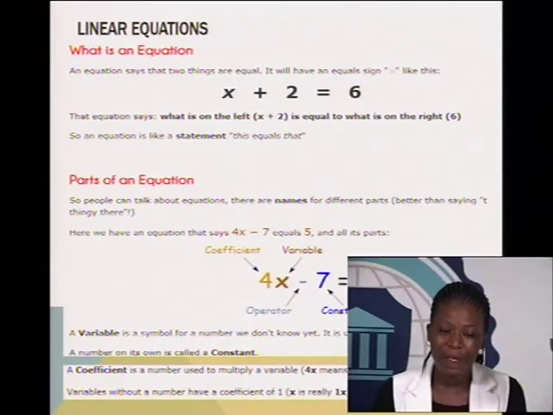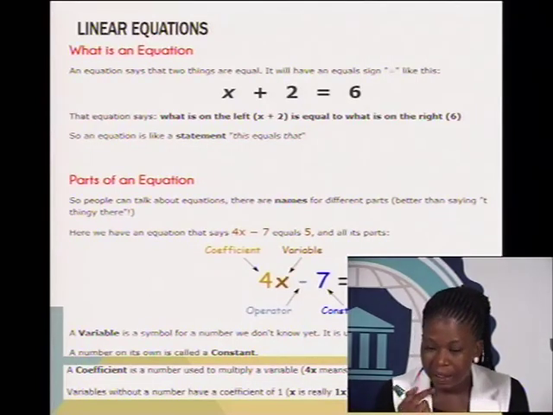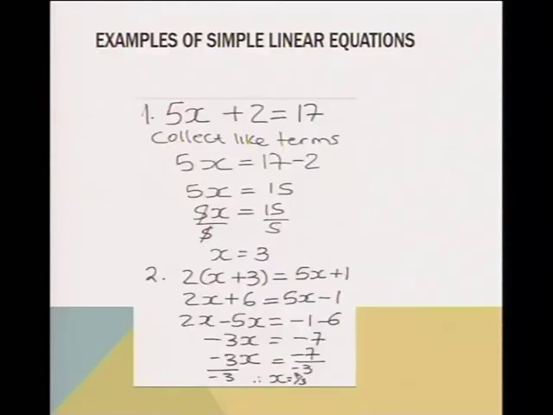Okay? Now the parts of the equation. Let's look at 4x minus 7, which is equal to 5. The 4, because that value is in front of a variable, is called a coefficient. And the x, because this one varies, is called the variable. But 7 stands on its own, it does not have a variable after it, so it's called a constant. And 5 is also standing on its own, so it is also called a constant.